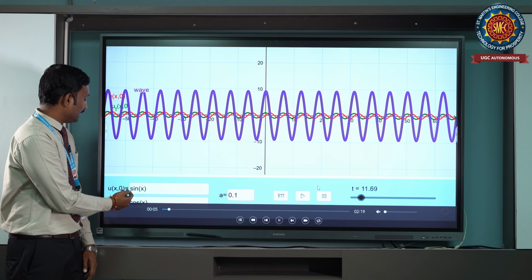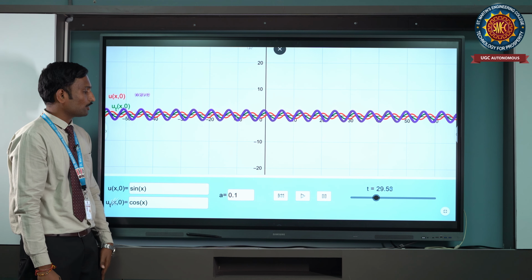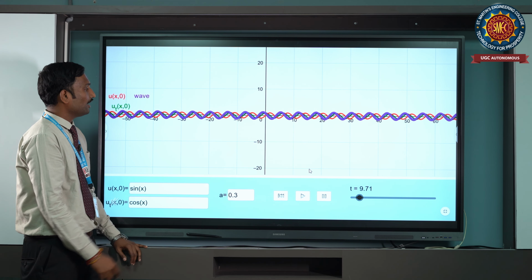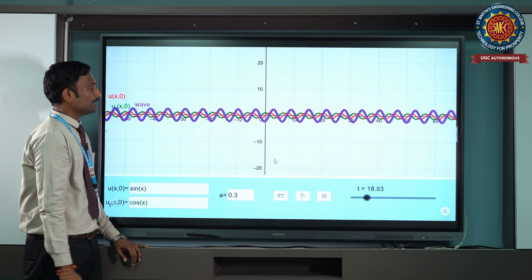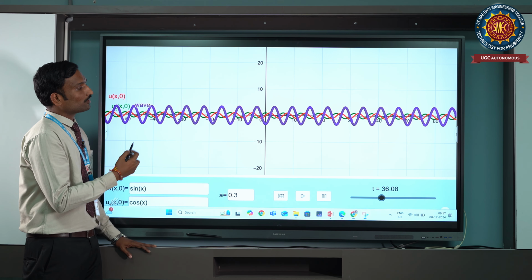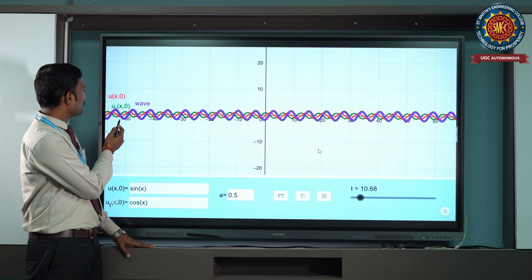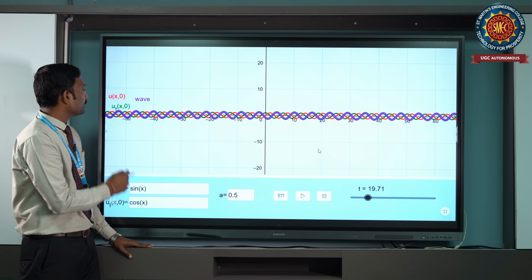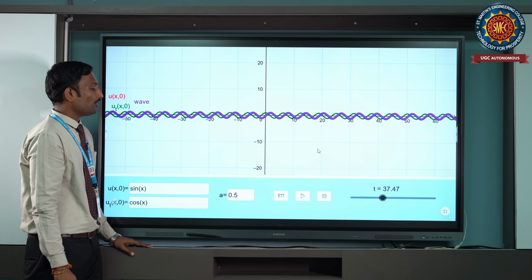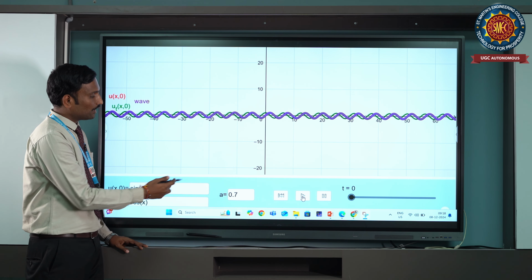Here we have taken the initial conditions u of x comma 0 is equal to sin x, ut of x comma 0 is equal to cos x, and a is equal to 0.1, and next is 0.3. Here as the value of a increases, the propagation speed of the wave increases, and the amplitude also changes according to the a value. The initial conditions are represented here in the red and green lines, that is u of x comma 0 and ut of x comma 0.